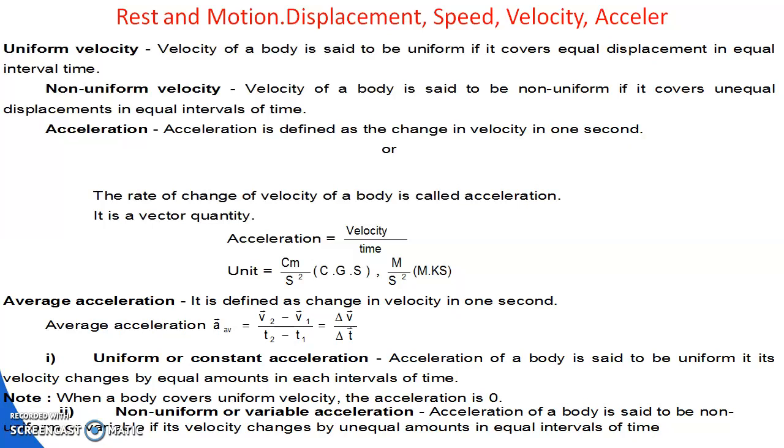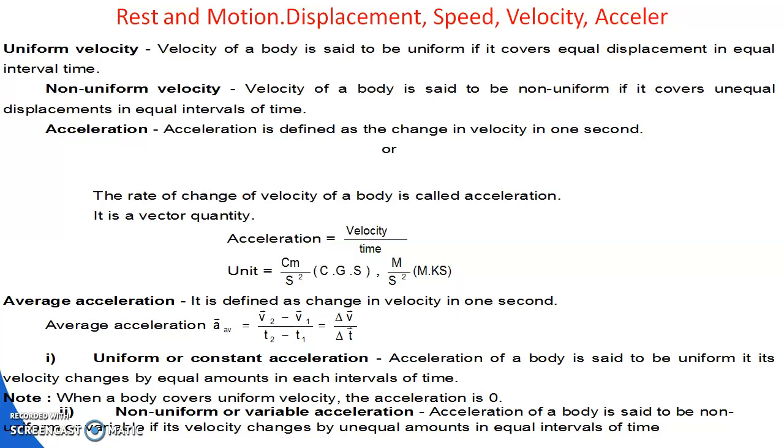Since in non-uniform velocity the velocity changes, it will take some time. What is the change in velocity per time? That is another concept, known as acceleration. So acceleration is the next concept of kinematics. What is acceleration? Acceleration is defined as the change in velocity per time, or the rate of change of velocity is called acceleration. So simply we can say acceleration is equal to change in velocity by time. Obviously it is a vector quantity.